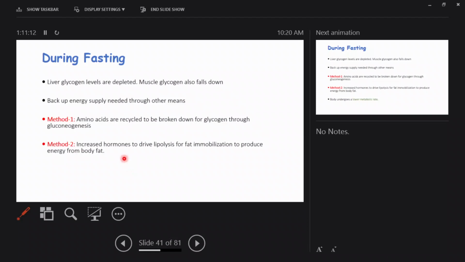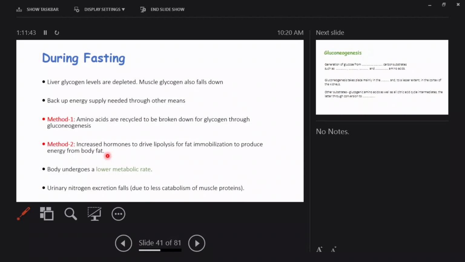Second method, increased hormones to drive lipolysis. Lipolysis is the hydrolysis of the fat in our body, fat mobilization, to produce energy from the body's fat. So our body hydrolyzes the fat, a process called lipolysis, producing energy from the body's fat. The body undergoes a low metabolic rate during fasting. Urinary nitrogen excretion falls due to less catabolism of muscle protein.